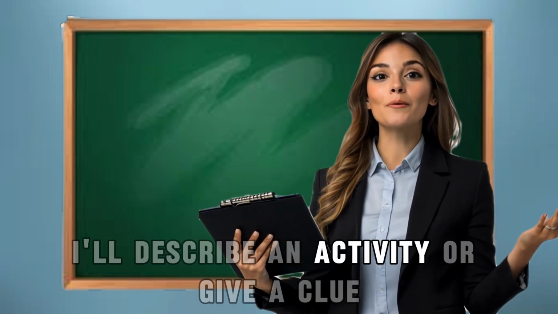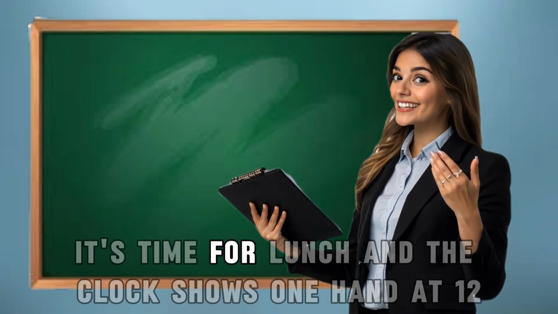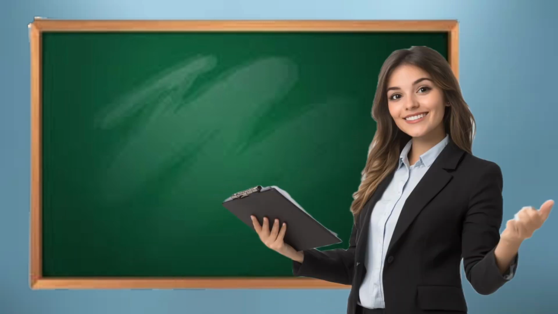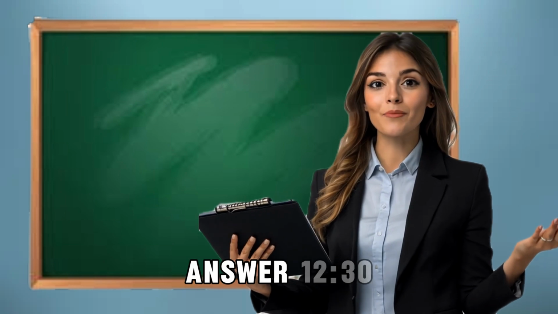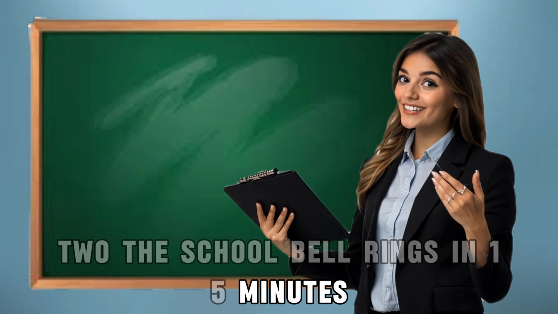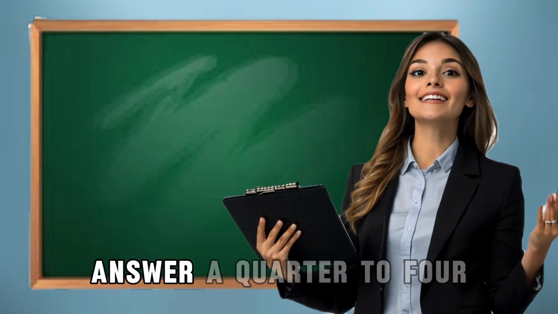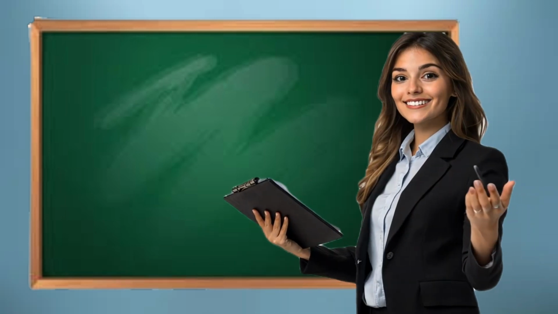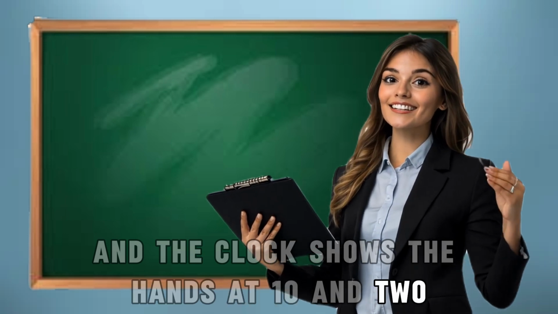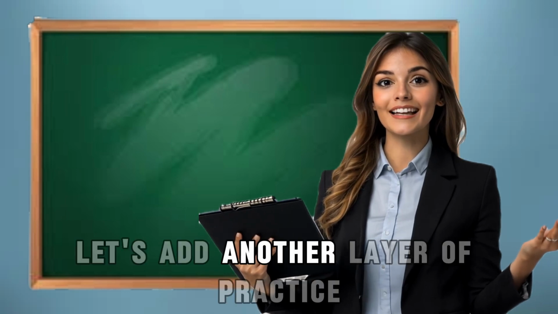I'll describe an activity or give a clue, and you guess the time. 1. It's time for lunch, and the clock shows one hand at 12 and the other at 6. Answer, 12:30. 2. The school bell rings in 15 minutes and it's almost 4 o'clock. Answer, 3:45. 3. You're getting ready for bed and the clock shows the hands at 10 and 2. Answer, 10:10. Let's add another layer of practice.